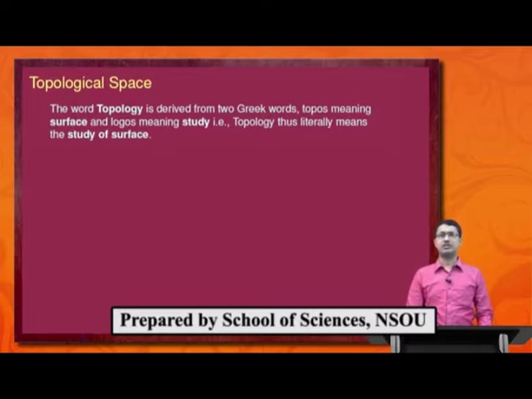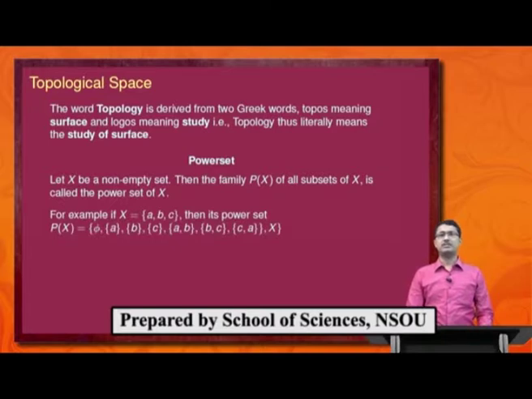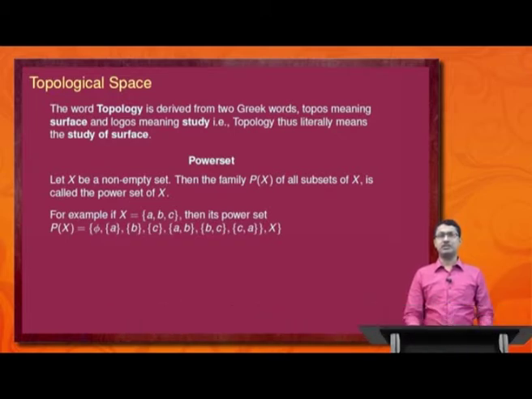Before going to the discussion of topology, we first introduce the definition of a power set. Let X be a non-empty set, then the family P(X) of all subsets of X is called the power set of X. For example, if X equals {A, B, C}, a set consisting of three elements, then its power set is phi, singletons {A}, {B}, {C}, doubletons {A,B}, {B,C}, {C,A}, and X. Note that if X consists of n elements, then the power set consists of 2 to the power n elements.